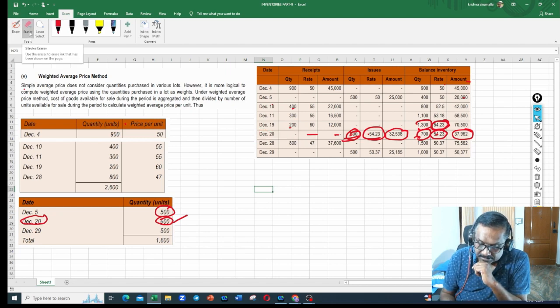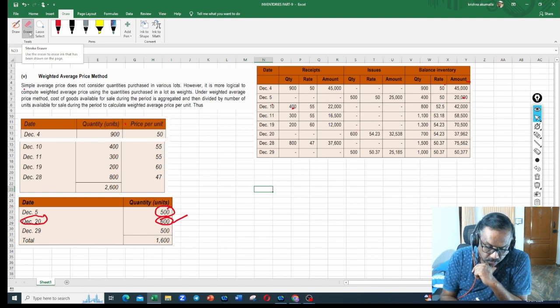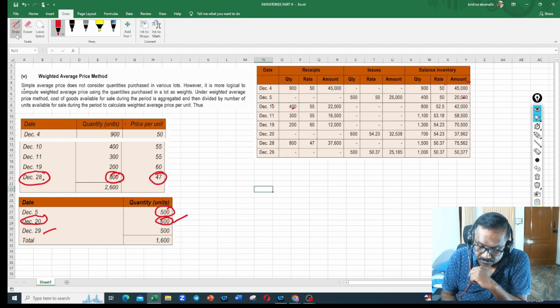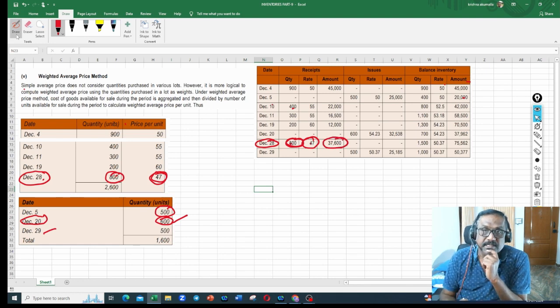Right. Next, December 20th is over. Now let us move on to 28th. 28th and 29th, two dates are left. On 28th, we purchased again 800 at 47 rupees. So we are taking the date here, 800 as purchased, at the rate of 47 rupees. Multiply these two, you get 37,600 as your purchase value. No receipts on 28th, so dash.